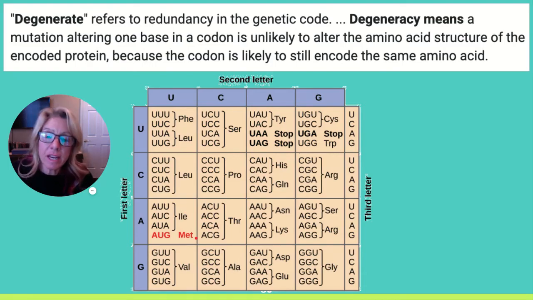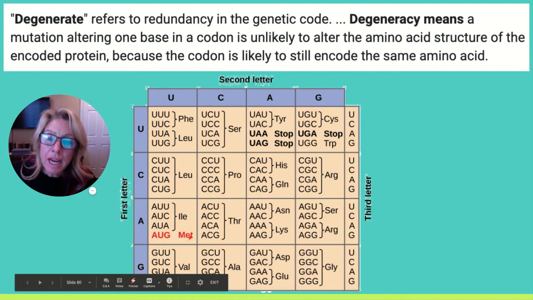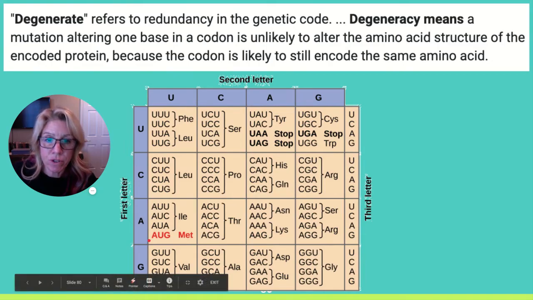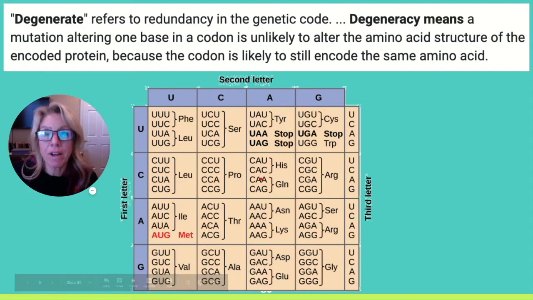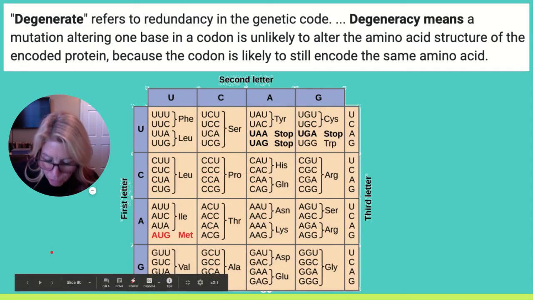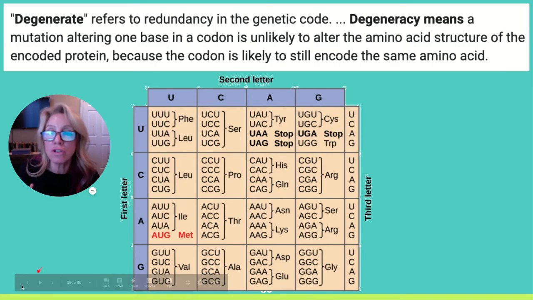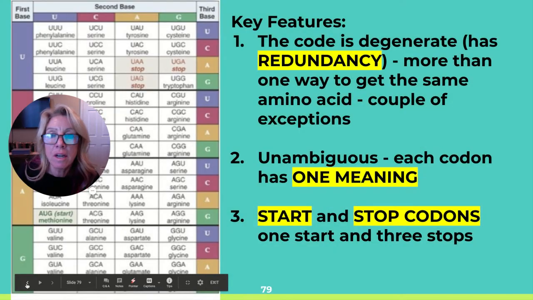And then the initiation or start codon is AUG. There's only 1 way to get methionine, and that is AUG. So that's an exception. And then I think that's what I wanted to show you there. So the first one on there, the code is degenerate. It has redundancy, more than 1 way to code for many amino acids, so it protects against mutations.